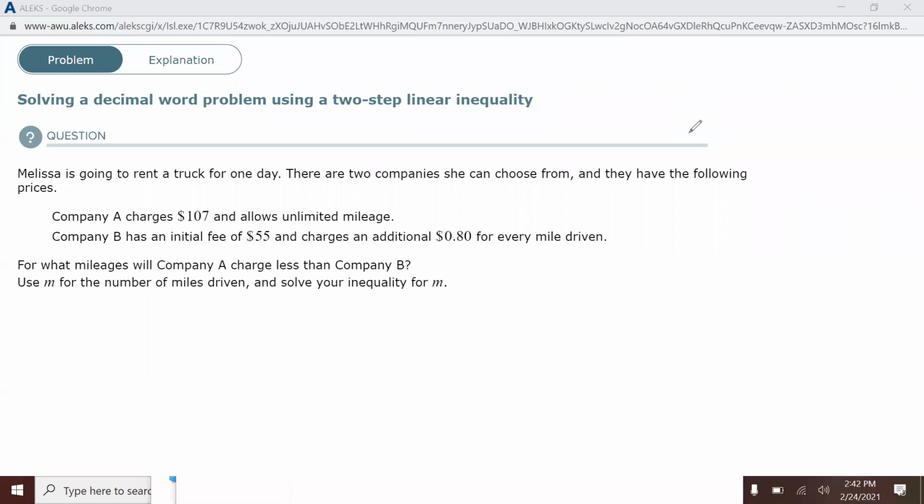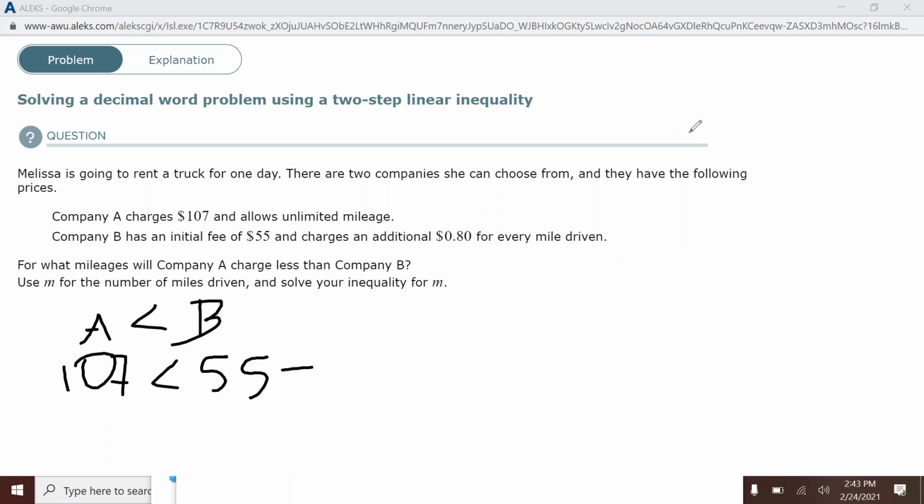For this one, we need to build an inequality statement and then solve it. Company A charges $107, and that's it. Company B charges $55 plus another 80 cents for each mile. If M is the number of miles, what mileage will Company A charge less than Company B? So when is Company A less than Company B? Company A charges $107. And Company B charges $55 plus 80 cents for each mile.